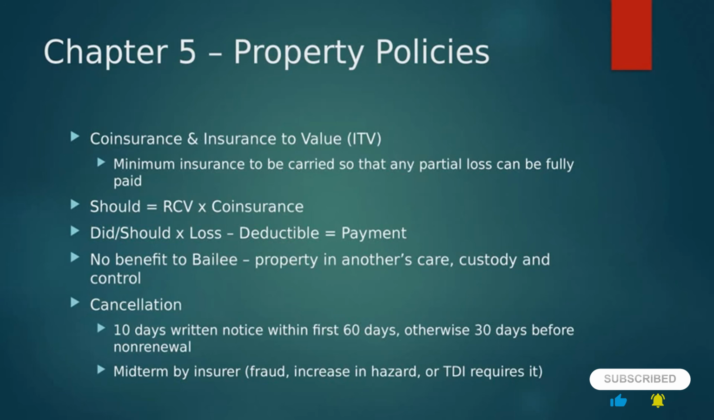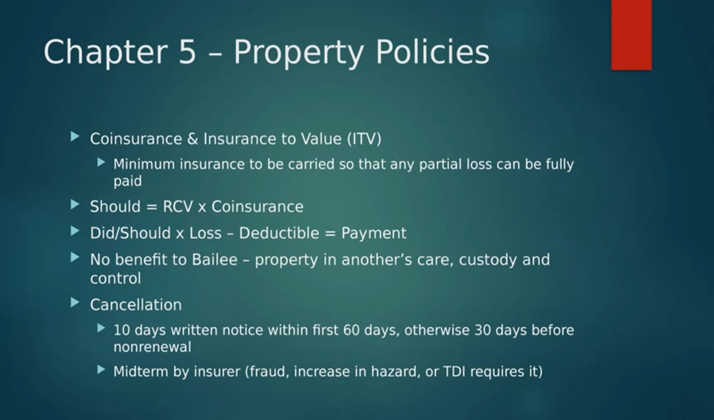You would take the $250,000 times the 80%, which comes out to $200,000. And clearly the $100,000 is not equal to $200,000, it's much less, and therefore you would apply the formula. So $100,000 divided by $200,000 for the did and the should, multiplied by the loss of $120,000, minus the $1,000 deductible. In this case, $59,000 is what it comes out to, and that's answer C.